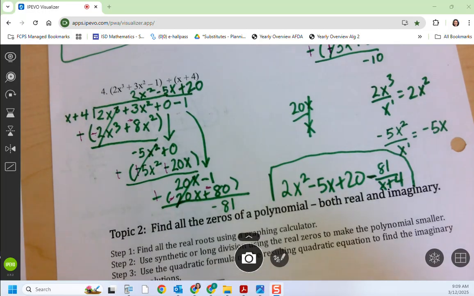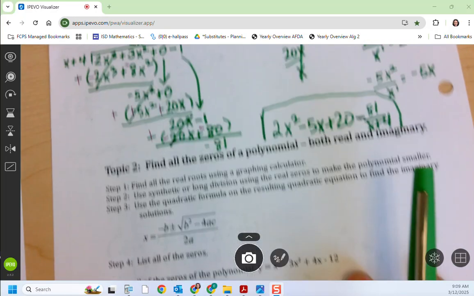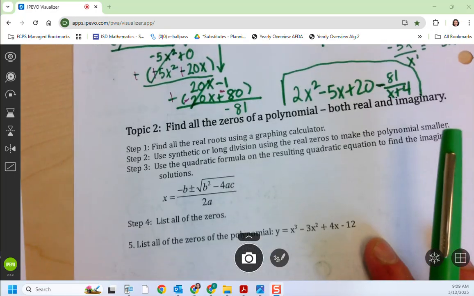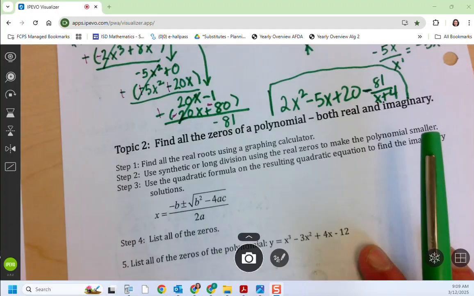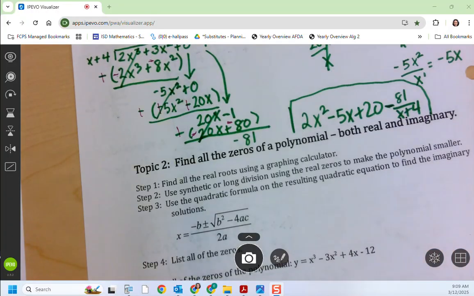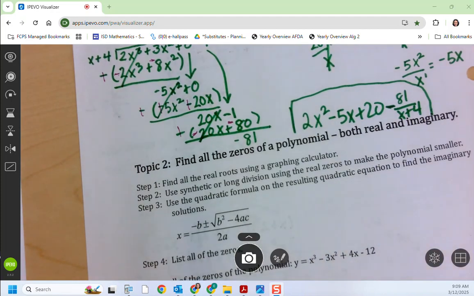But when I graph this polynomial down here, I'm only going to see one root. That means the other two are imaginary. So I want you to grab a calculator and press y equals and put this polynomial in.